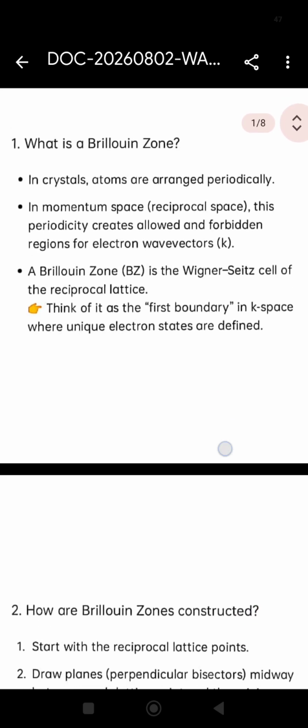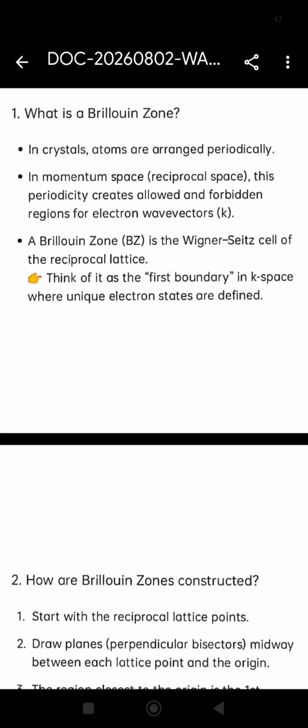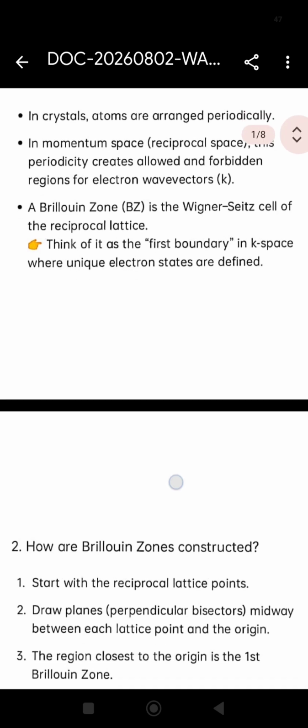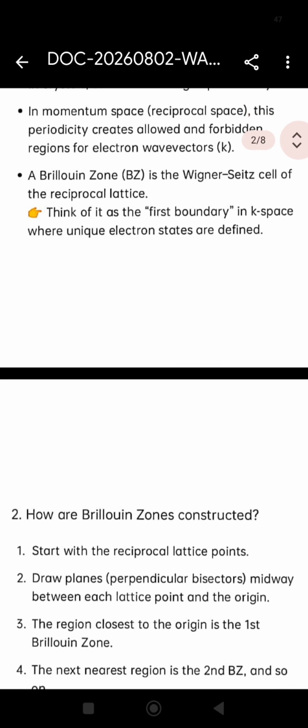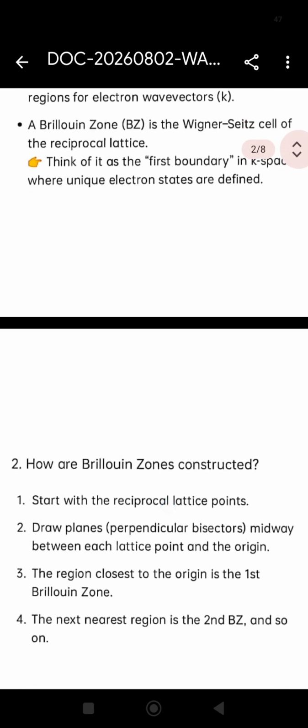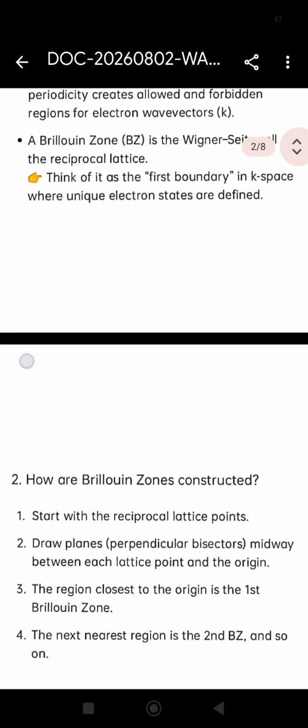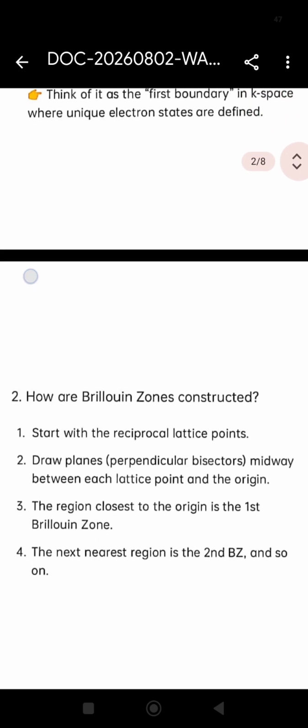Brillouin zones in a crystal: atoms are arranged periodically in momentum space, reciprocal space. This periodicity creates allowed and forbidden regions for electron wavevector k. A Brillouin zone is the Wigner-Seitz cell of the reciprocal lattice. Think of it as the first boundary in k-space where a unique electron state is defined.